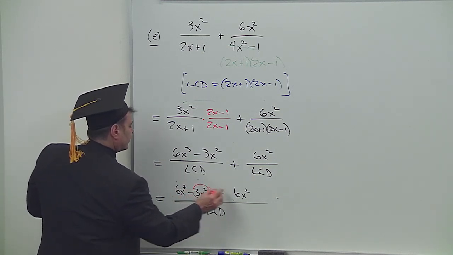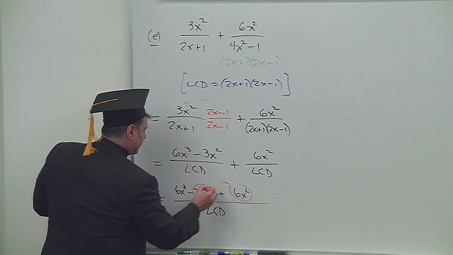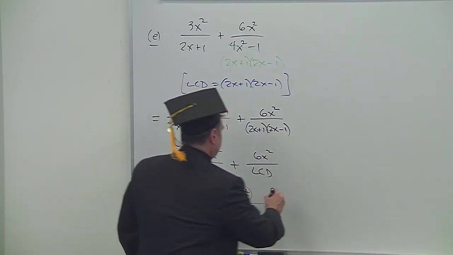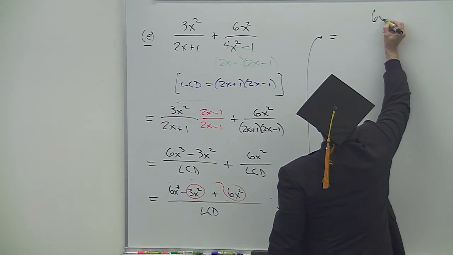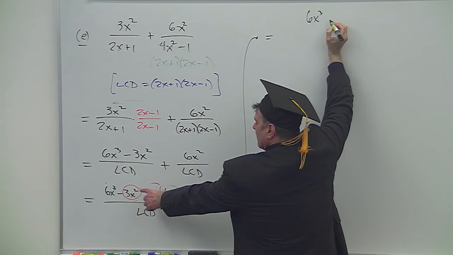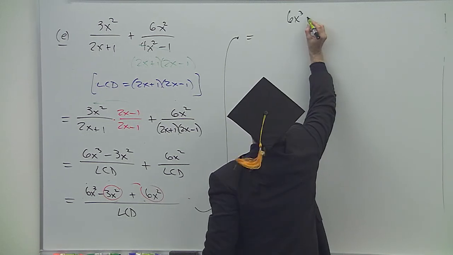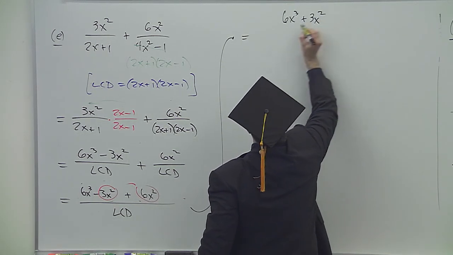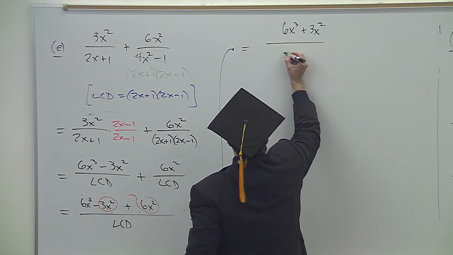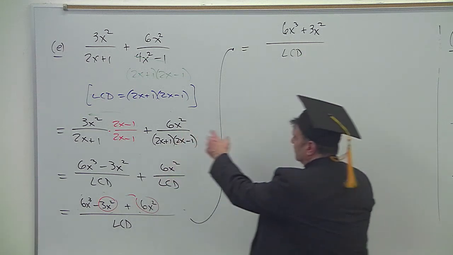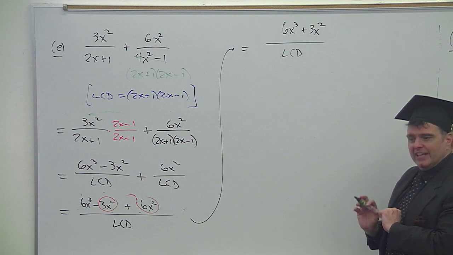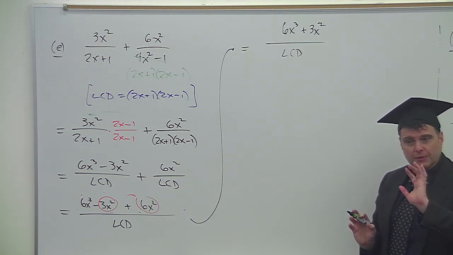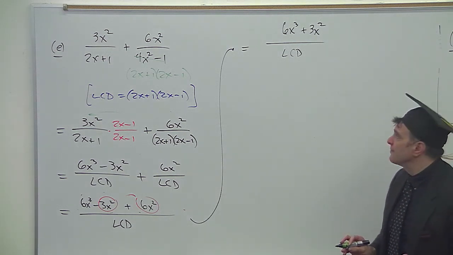And now we see like terms to combine in the numerator. So simplify the numerator. And we get 6x cubed minus 3x squared plus 6x squared is 3x squared. And that's over the LCD, 2x plus 1 times 2x minus 1. However, and again, you might think you're done, but always remember it might reduce.